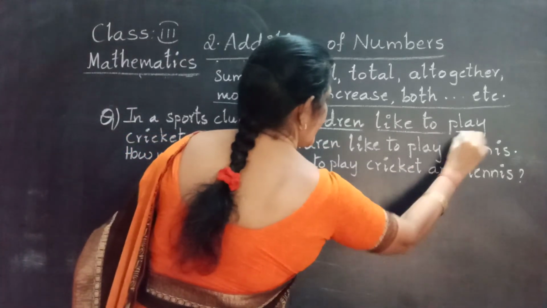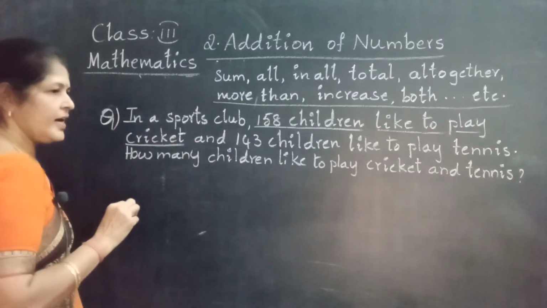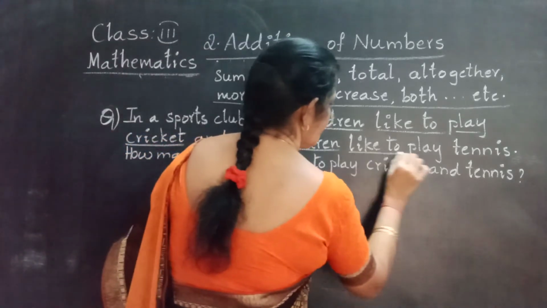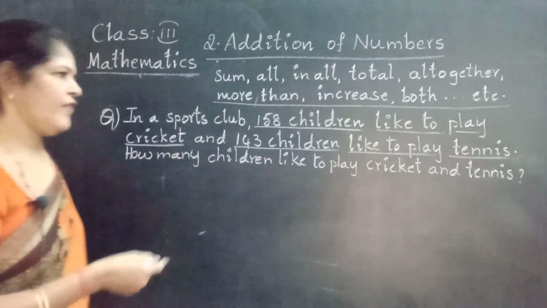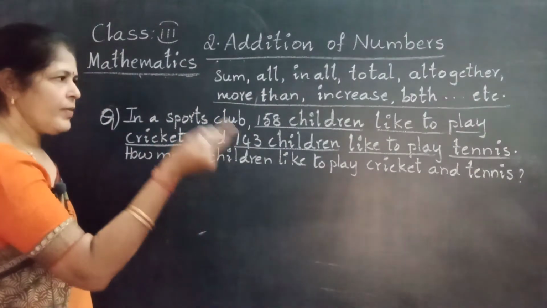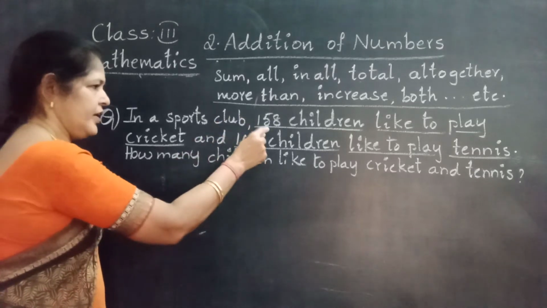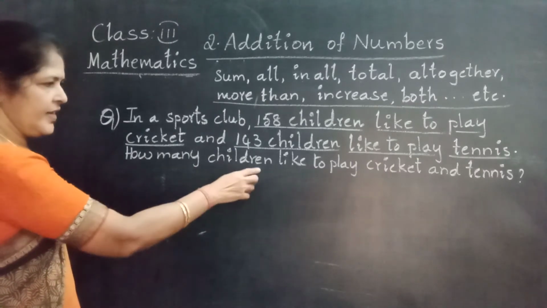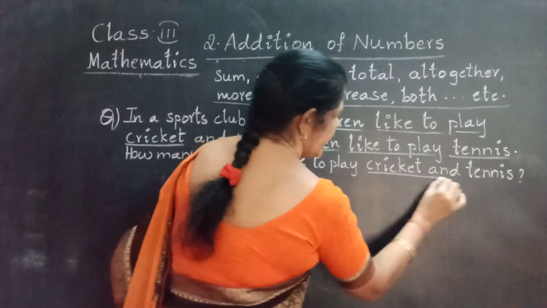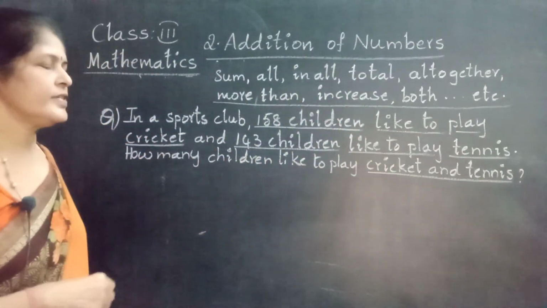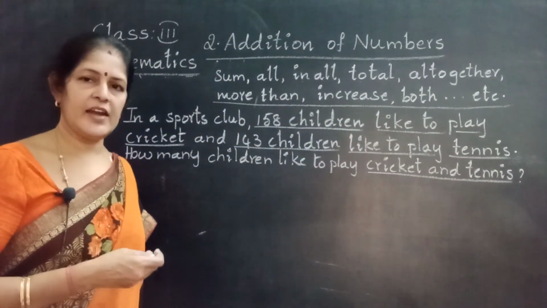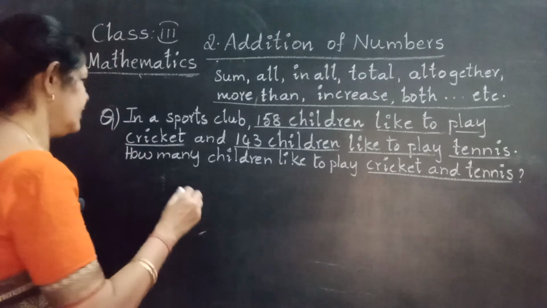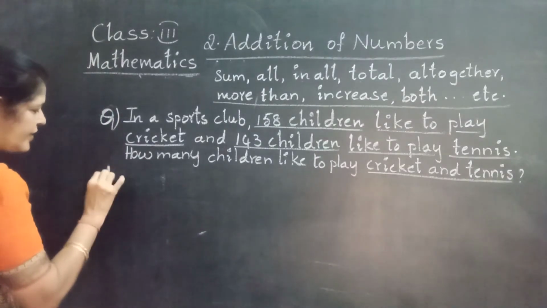See, in a sports club, 158 children like to play cricket. Important words, first you have to underline. 143 children like to play tennis. Two sports are given, cricket and tennis. How many children play cricket? 158. How many children play tennis? 143. How many children like to play cricket and tennis? Both sports. We find the total number of children who play cricket and tennis. Here we find the total answer.